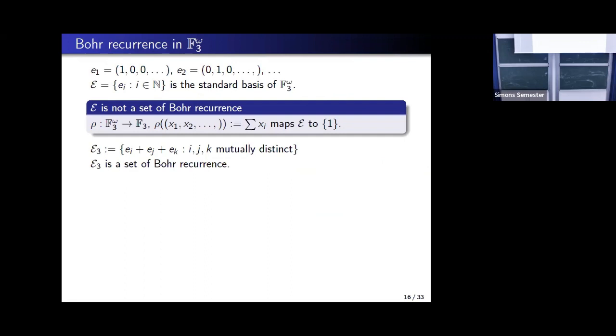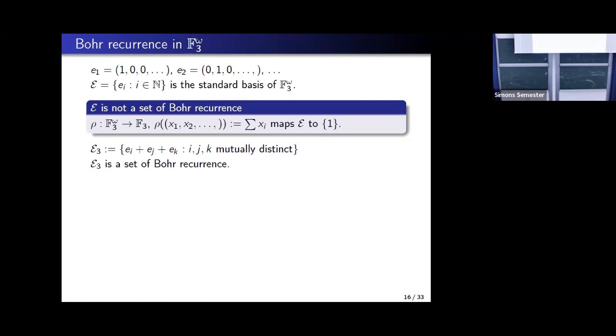Okay, so again, we'll set up the standard basis e_1, e_2, e_3 in F_3^omega. Well, script E will be that basis. And it's not a set of Bohr recurrence because there is a homomorphism from F_3^omega to F_3 that keeps the image of E away from 0. The homomorphism defined by taking the sum of the coordinates maps the standard basis to 1, not to 0. So it's not a set of Bohr recurrence.